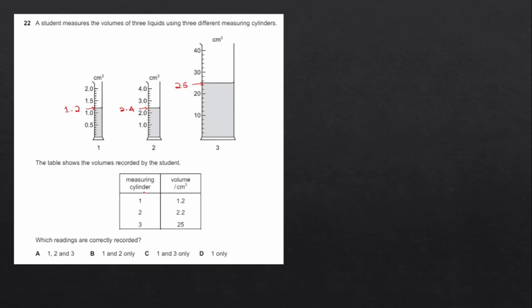Now let's look at the table. For the first measuring cylinder, the measurement was taken as 1.2 cm cube, that is correct. For the second one, instead of taking it as 2.4, the student has made a mistake by calling it 2.2, so this is incorrect. For the third one, the volume is 25 cm cube, so this is also correct. Out of these three, only 1 and 3 are correct, so let's mark option C, 1 and 3 only.